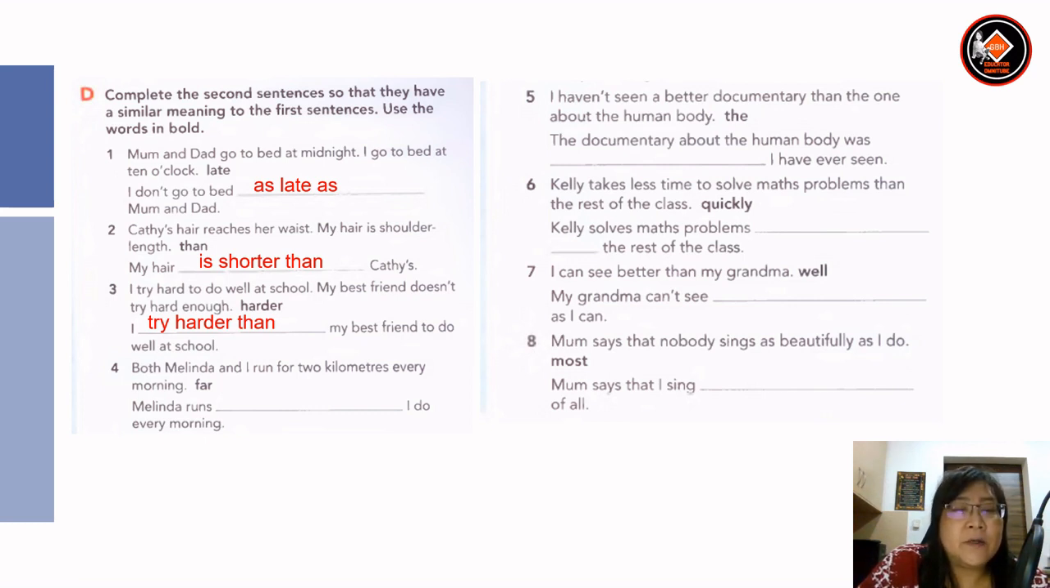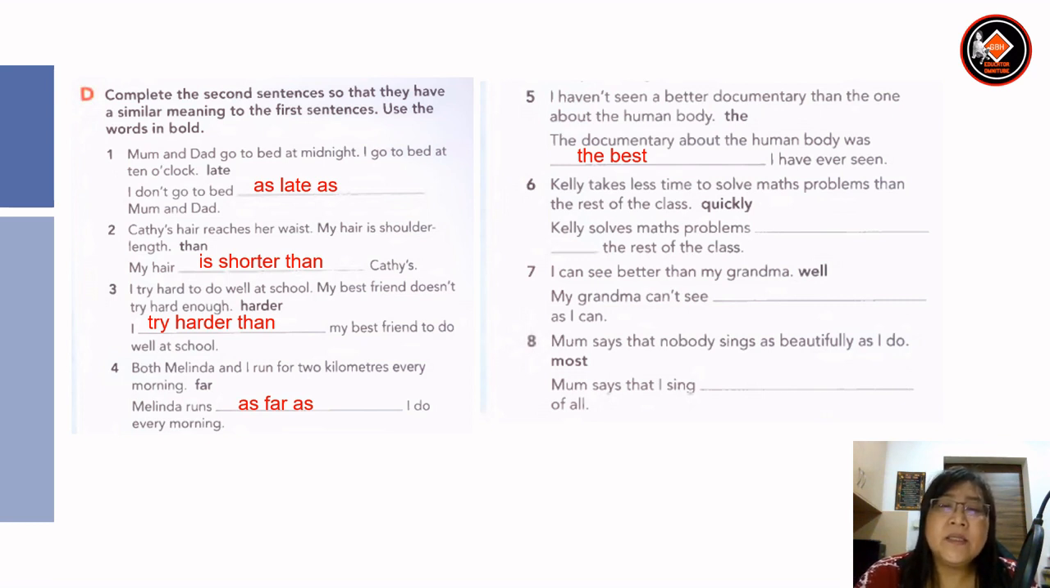The word given is far. Melinda runs as far as I do every morning. Number 5, I haven't seen a better documentary than the one about the human body. The word given is the. The documentary about the human body was the best I have ever seen.